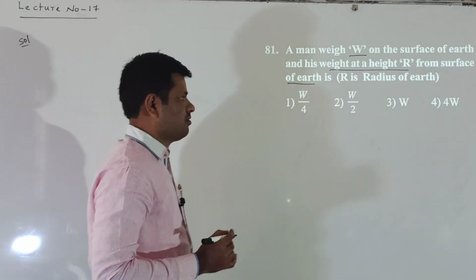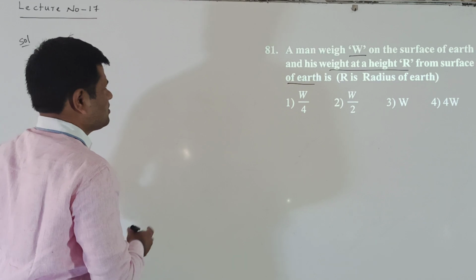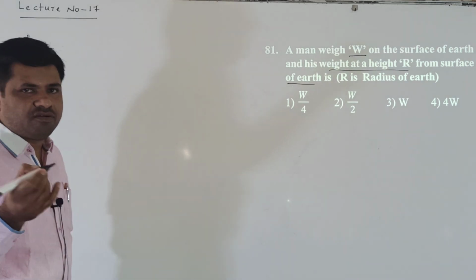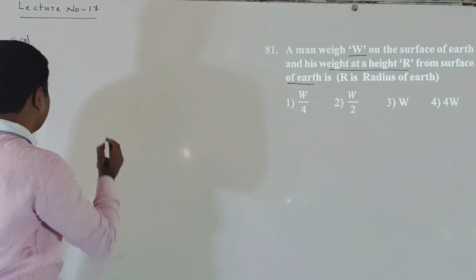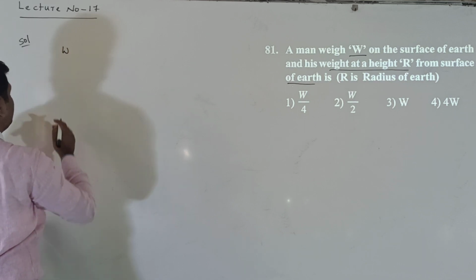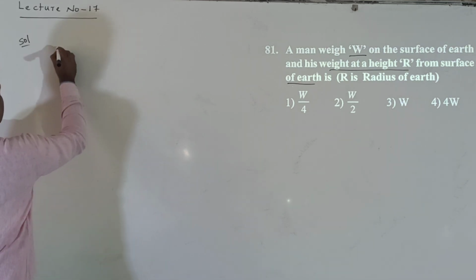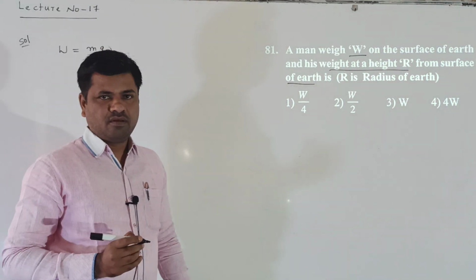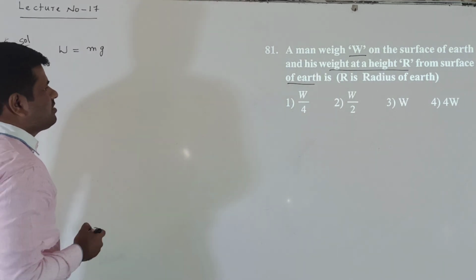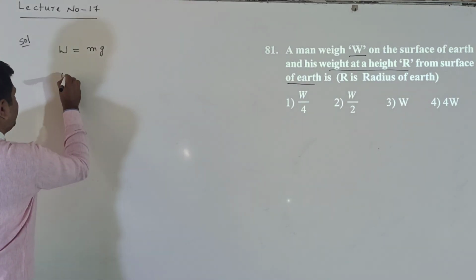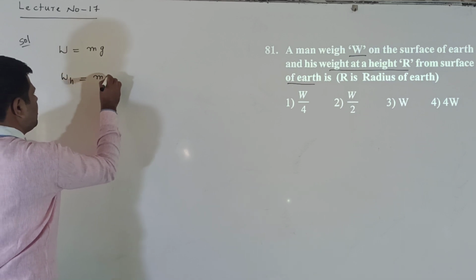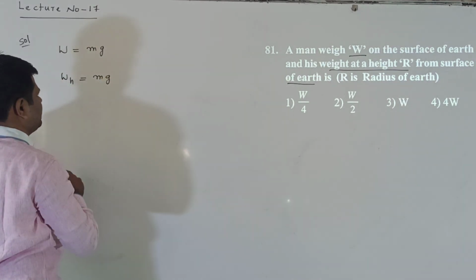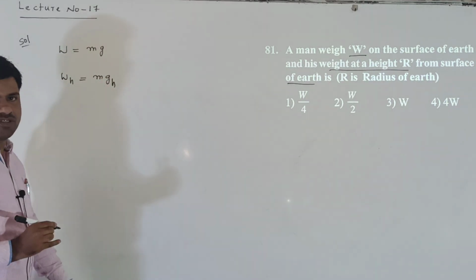Height is R given from the surface of the earth. We know the weight formula already. On the surface of the earth, acceleration due to gravity is g, so weight can be written as W = m g. At height h, the weight W_h (you can also write W dash) is m into g_h.